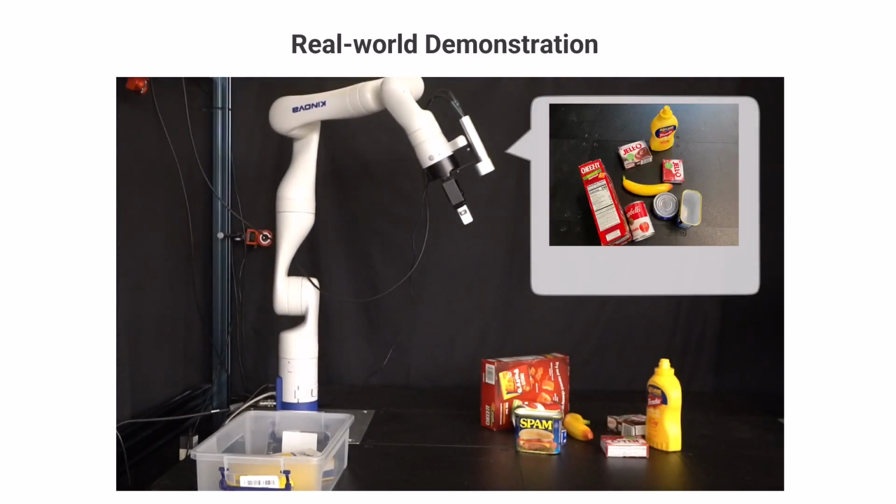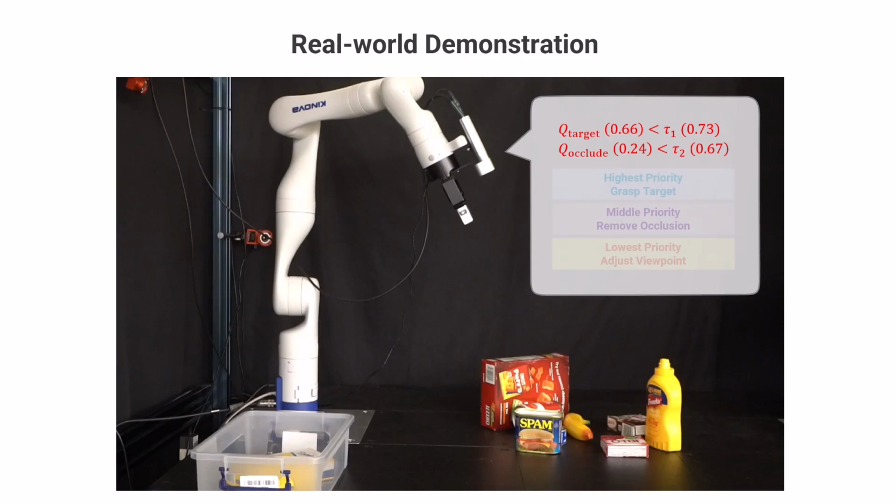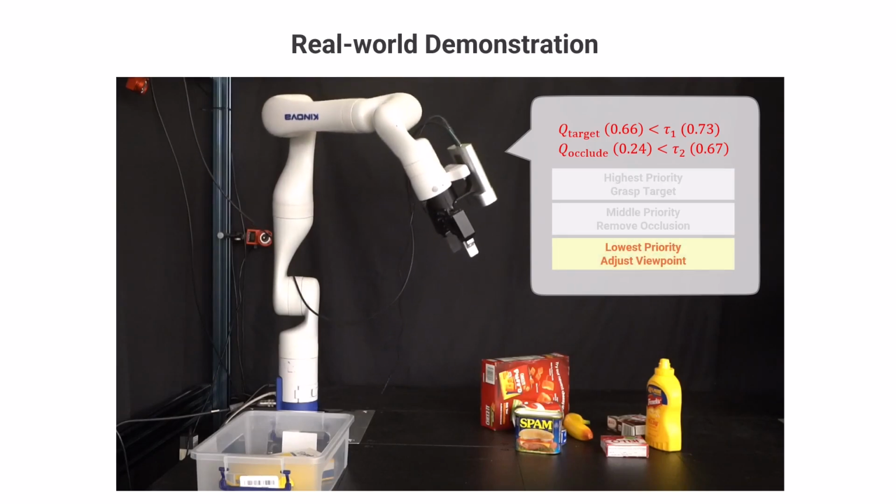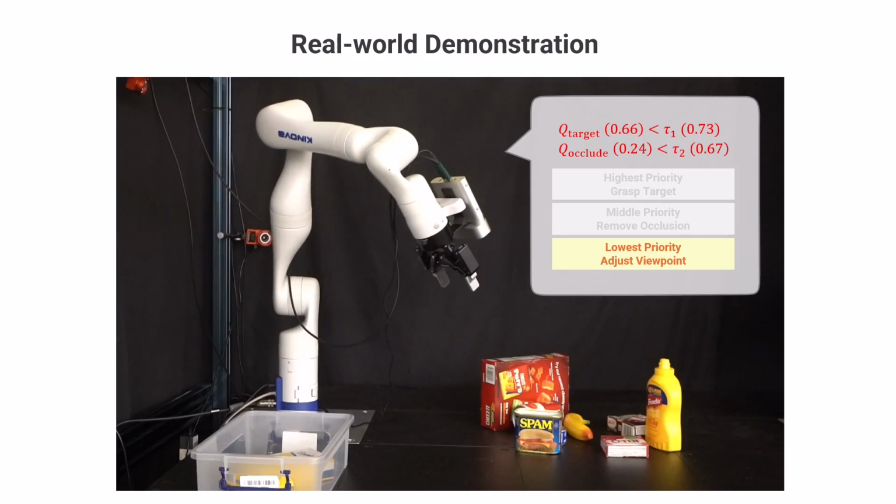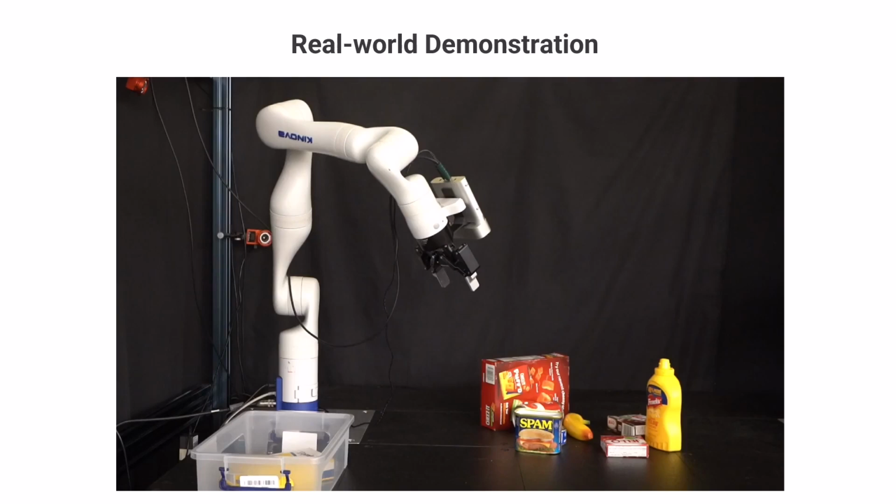After the initial occlusion is cleared, the robot evaluates the scene again. Now, both the target grasp Q value and occlusion Q value remain below their respective thresholds. In this case, the agent chooses to adjust its viewpoint, repositioning the camera to gather better visual information about the target. This decision reflects XPG-RL's ability to defer physical interaction when uncertainty remains high, ensuring safer and more informed actions.